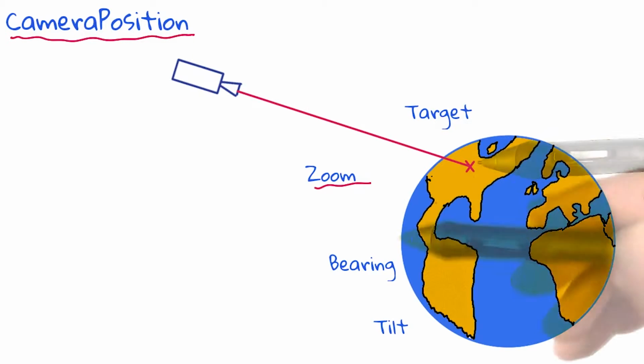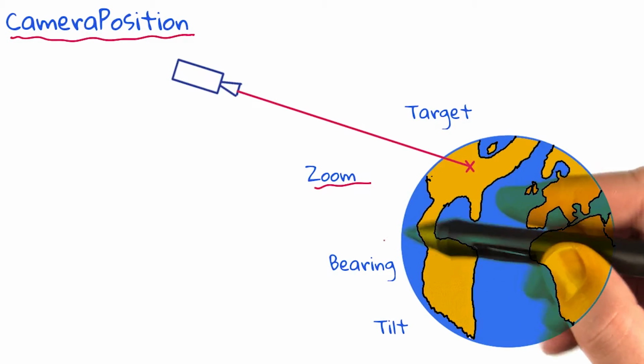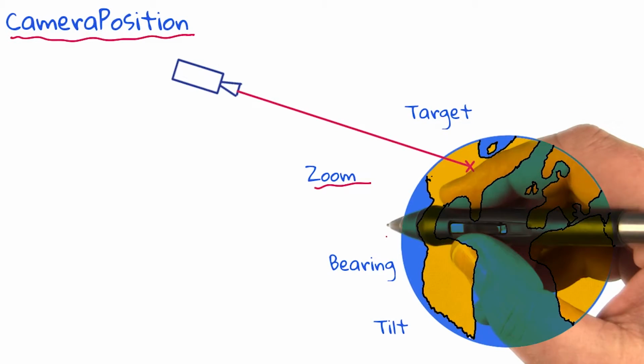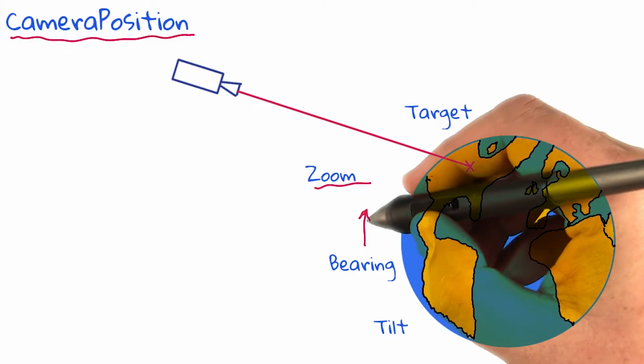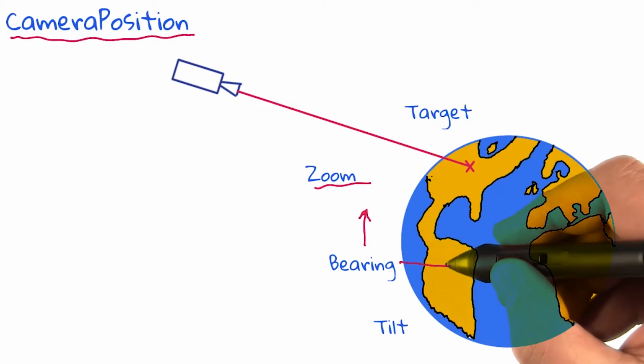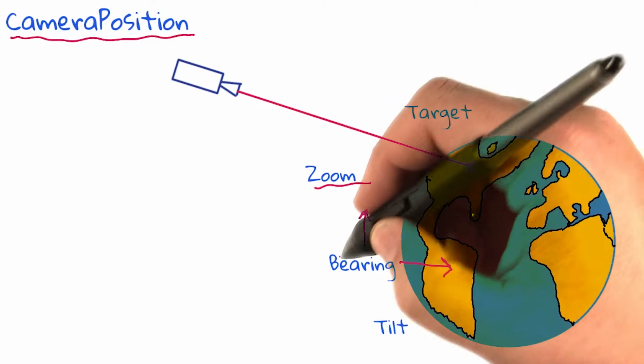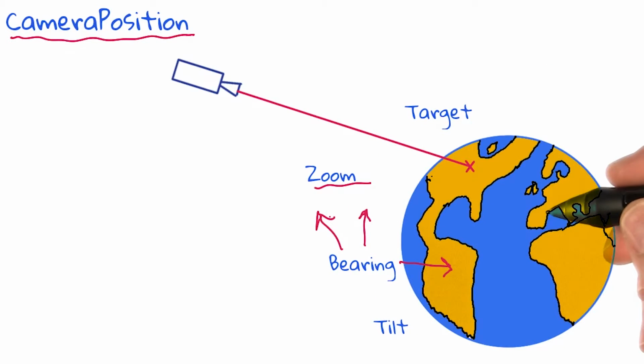Bearing is a property, and this determines the direction that the camera is facing. It's specified in degrees clockwise from north. So if you want the camera to be facing east, the bearing would be 90 degrees. If you wanted to face northwest, the bearing would be 315 degrees.